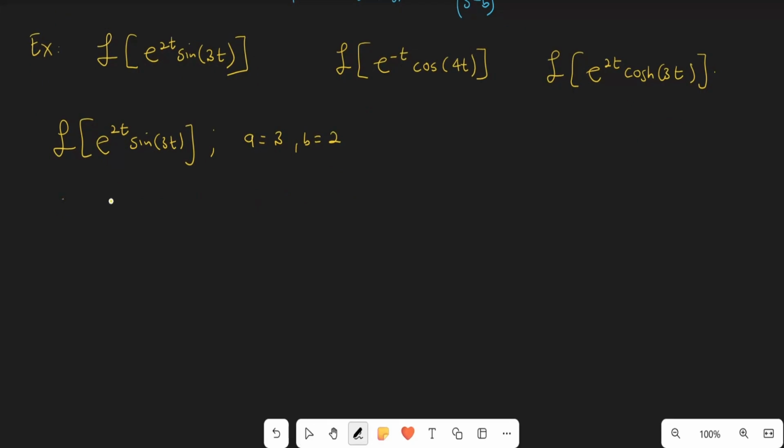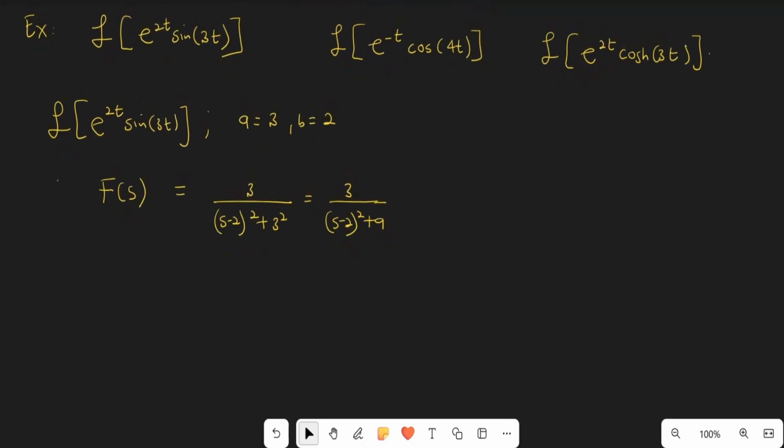So the Laplace transform, which is now F of s, is equal to a, which is 3, divided by s minus b, so s minus 2 all squared plus a squared. This is equal to 3 divided by s minus 2 all squared plus 3 squared, which is 9.